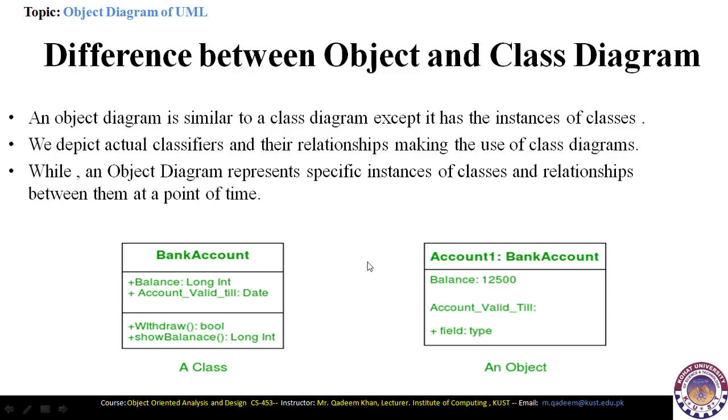Now we depict actual classifiers. Here this is the actual classifier, and the relationship among the use of the class diagram. This is the classifier. Classifier means class name, and this is the object name, which shows the relationship between this object and this classifier. While an object diagram represents a specific instance of a class. Here you can see this is the instance of the class and the relationship at that particular time. That particular time means that at a particular point in time, this will be the state of the object.